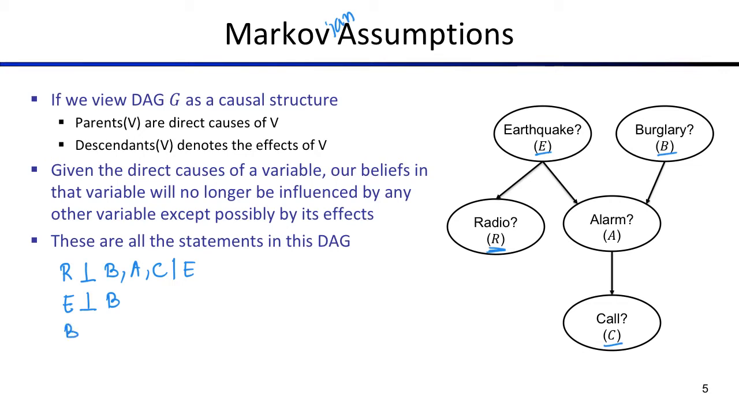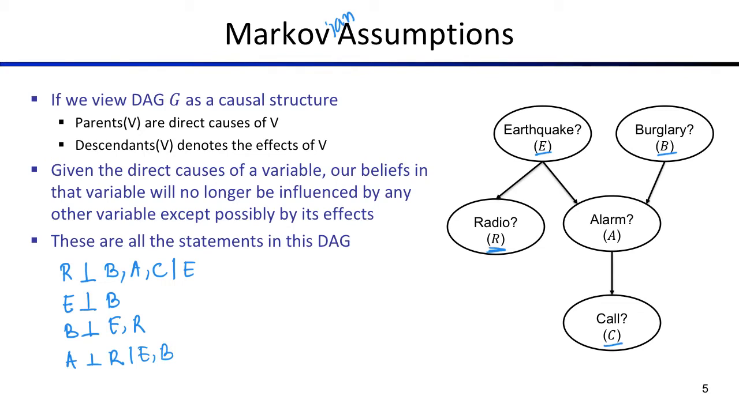B is independent. So the descendants are A and C. So we have two non-descendants, E and R. Given its parent, there's no parent, so there is nothing to include here, or we can include an empty set if you want to, but it's not necessary. Okay, we have A independent of R, given its parents, E and B.